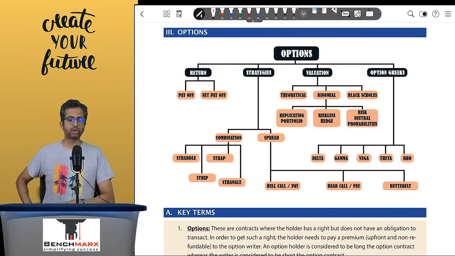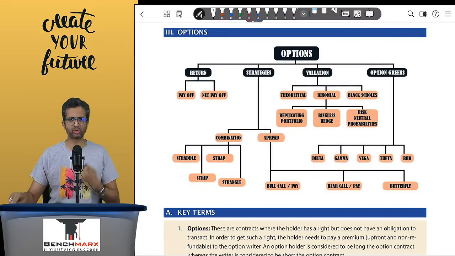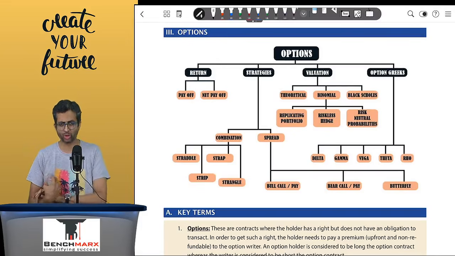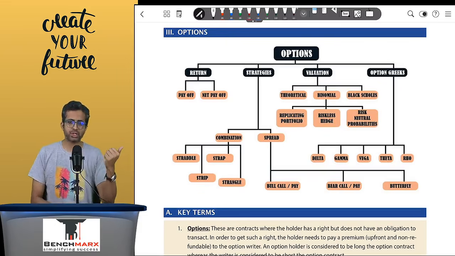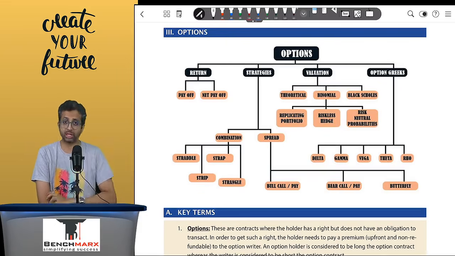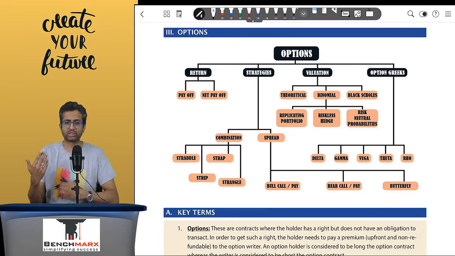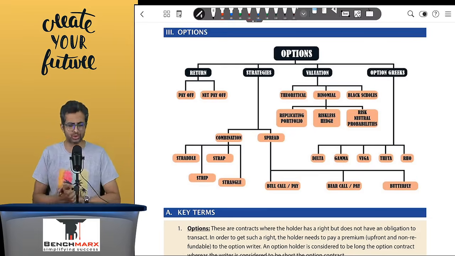So the second part of this chapter focuses on options. Within options you need to know some basic terminology and the coverage within this section. This section has 4 parts. First would involve basic option payoffs, which is easy and at the same time scoring. Second would involve certain option strategies, which are not very important from an exam perspective, but it is good if you know a few strategies.